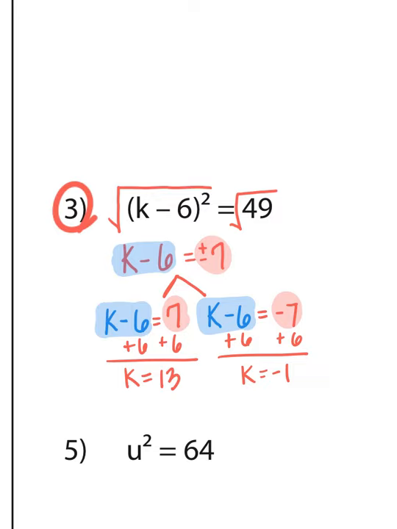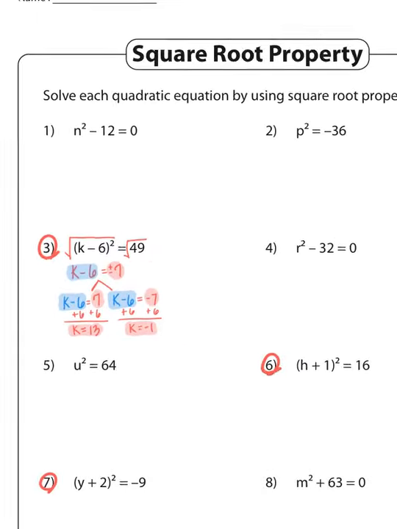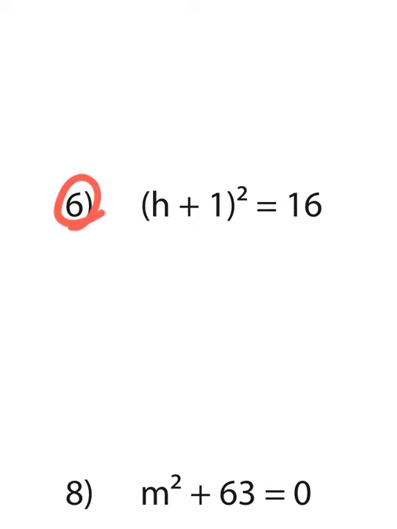And both of these answers are correct. These are the answers: 13 and negative 1. So with equations that have parentheses, you're going to have two separate answers, not just a plus or minus. You're going to have two completely separate answers. Okay, so let's look at number 6. I'm going to do number 6 with you, and then I'm going to let you do number 7 on your own. So again, I see that I have parentheses.